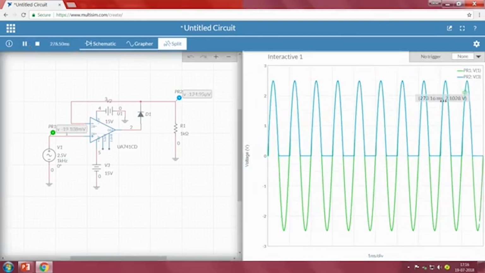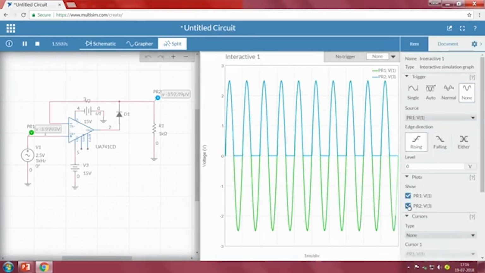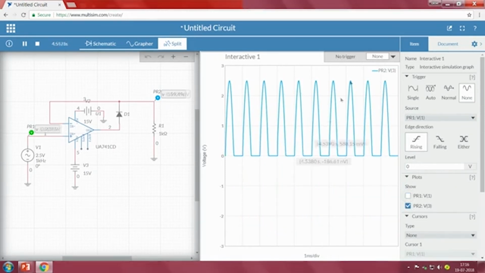Yes. Now if you recall, the green one is nothing but our input. Right now let me disable PR2. We can see 2.5 is the peak. It is going to 2.5 and minus 2.5, so peak to peak is 5 volts. When you disable PR1 and enable PR2, we can see the output.